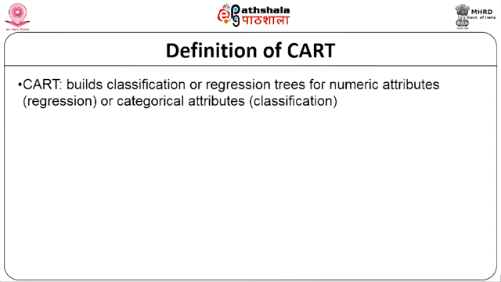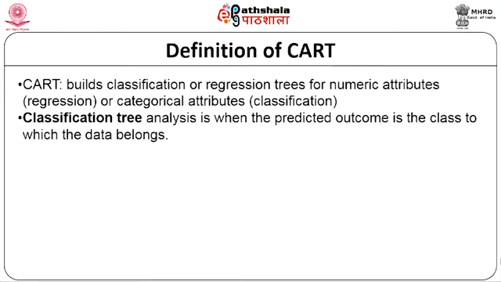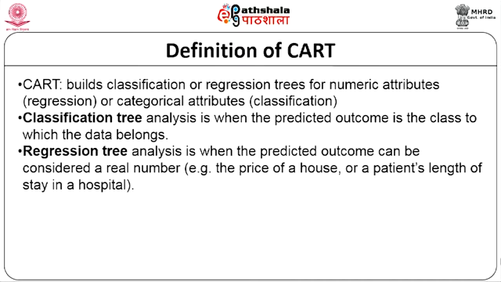CART builds classification or regression trees. If the attributes are numeric, we call it a regression tree. If they are categorical, we call it a classification tree. That is the difference between classification and regression trees, and the model used for both is almost similar. Classification tree analysis is when the predicted outcome is the class to which the data belongs. Regression tree analysis is when the predicted outcome can be considered a real number, for example, the price of a house or the patient's length of stay in a hospital.